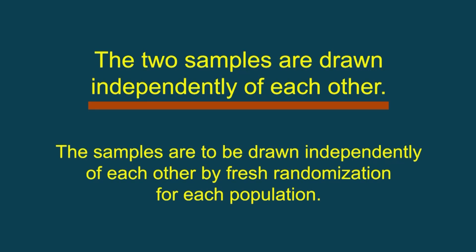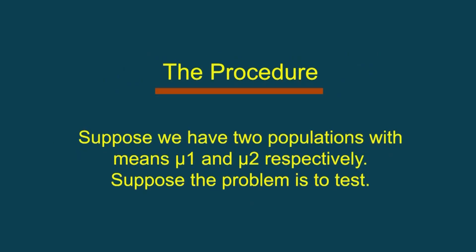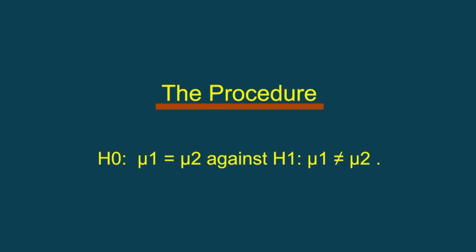We now go into the actual procedure of t-test. Suppose we have two populations with means mu1 and mu2 respectively. And we will consider the two-sided problem here. The one-sided problems may be discussed simultaneously. So we will test H0, mu1 equals mu2, that means the two population means are the same, against H1, mu1 not equal to mu2, that is, the two population means are different.